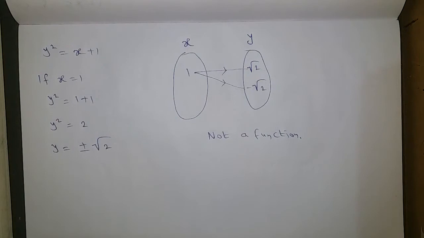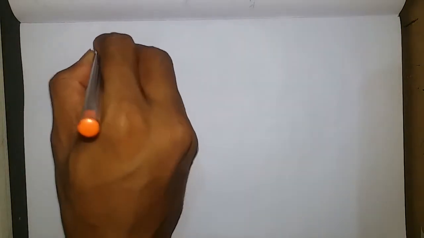Okay, this is one of the methods to check whether the given relation is a function or not. And the second method to check whether the given relation is a function or not is the vertical line test. That is vertical line test.